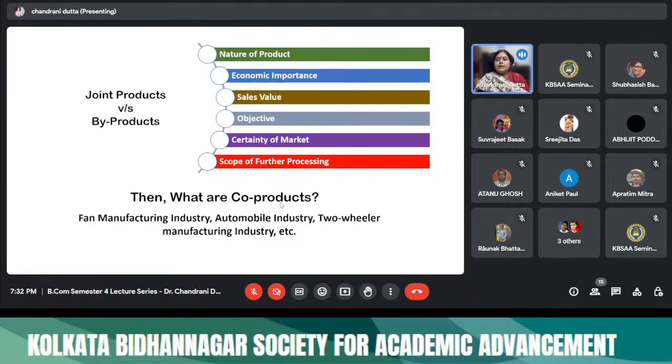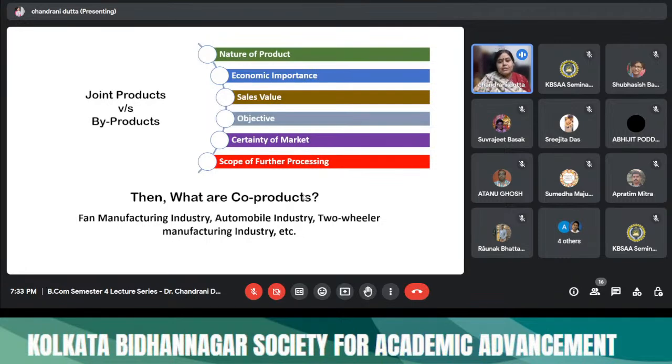Joint products hote gele there has to be a common manufacturing process, এবং সেই common manufacturing process থেকে তারা emerge করছে, split off point এ তারা আমরা আলাদা করতে পারছি। But in case of co-products, there is no common manufacturing process. There can be some common facilities that their products are using, but it's not emerging from, it's not coming out from the same manufacturing process.